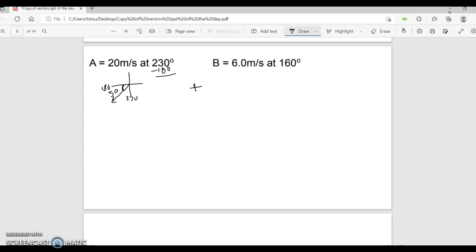I'm adding it to B. And B is 160. So that's going to be something like this. I should make that a little bit lower, because 160, that makes this 20. That's B. So when I put them together, I want to have A is going to be pretty long, right? And B is going to be not so long. A plus B.